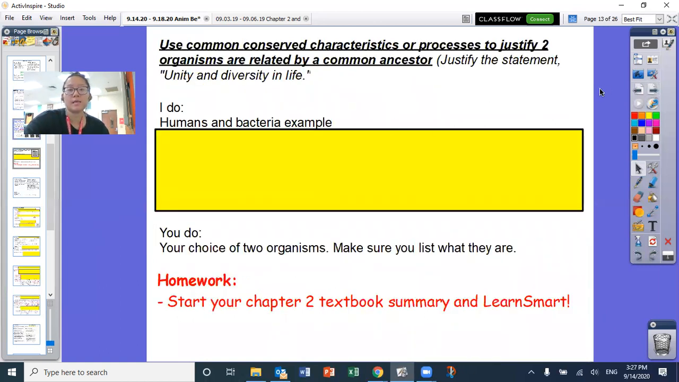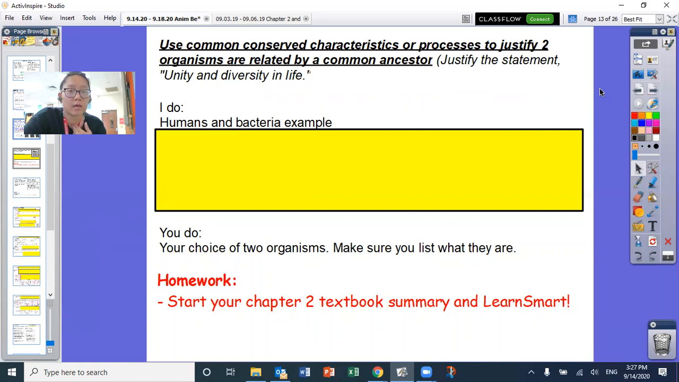Okay, so this last thing is kind of a short write-up that I want you guys to do. So here is a statement: unity and diversity in life. I'm going to ask you to use common conserved characteristics or processes to justify two organisms are related by a common ancestor. So I'm going to compare humans and bacteria as an example.